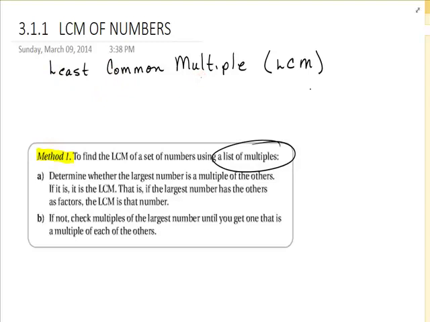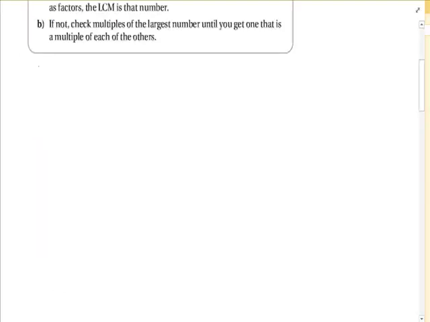All right, to find the least common multiple, we're going to look at two ways. One of them, method number one, has to do with actually getting a list of common multiples. So let's take a look at finding the least common multiple of 6 and 12.